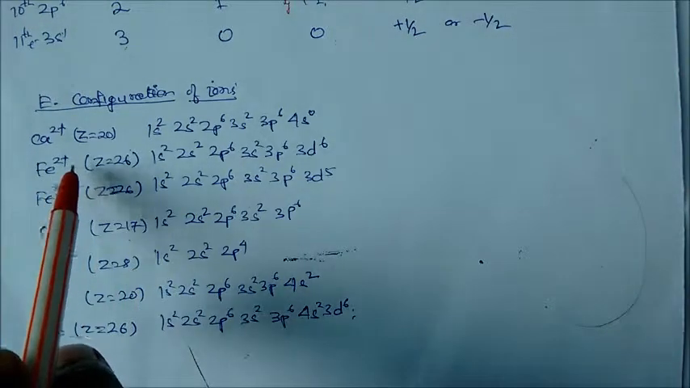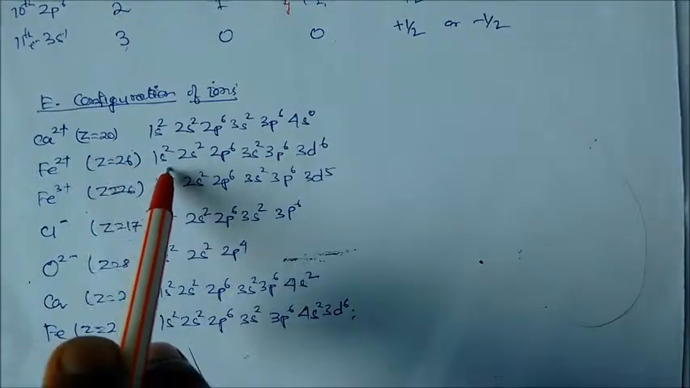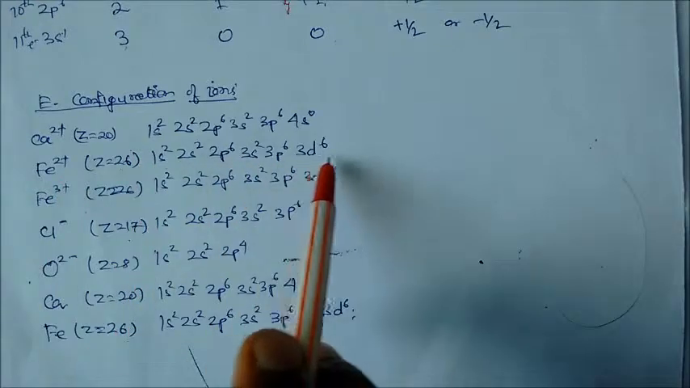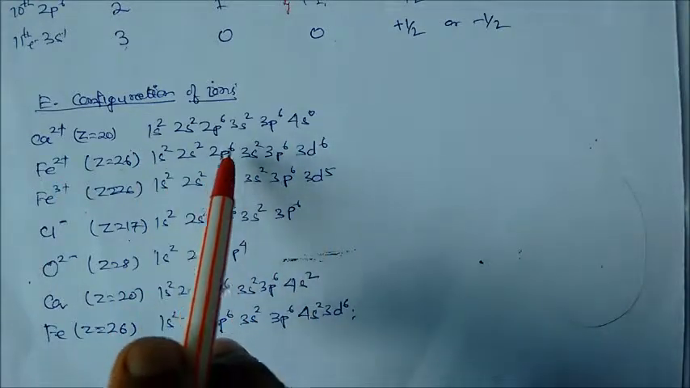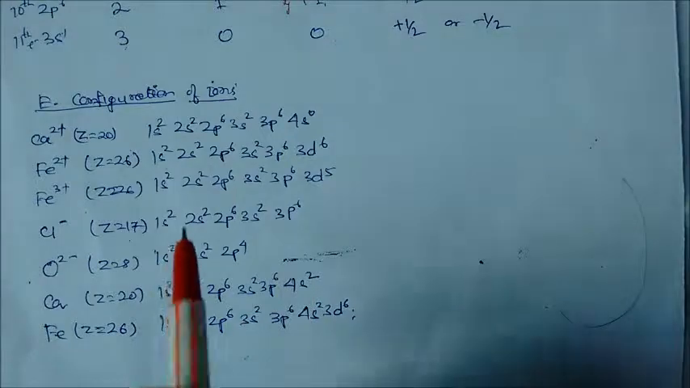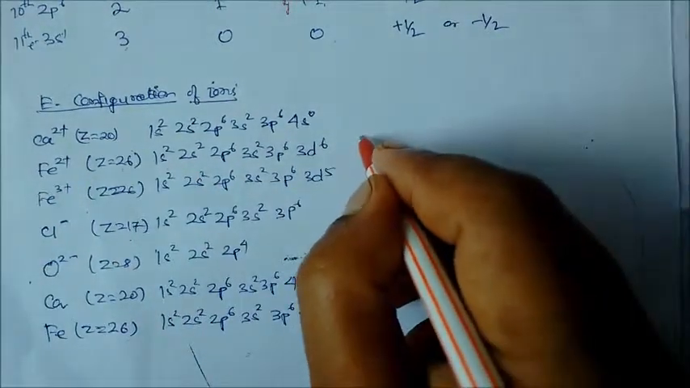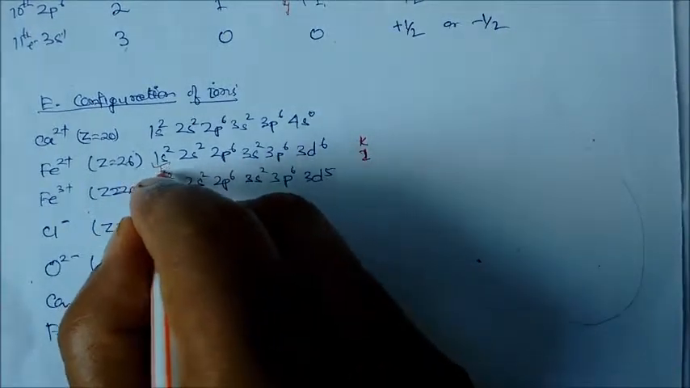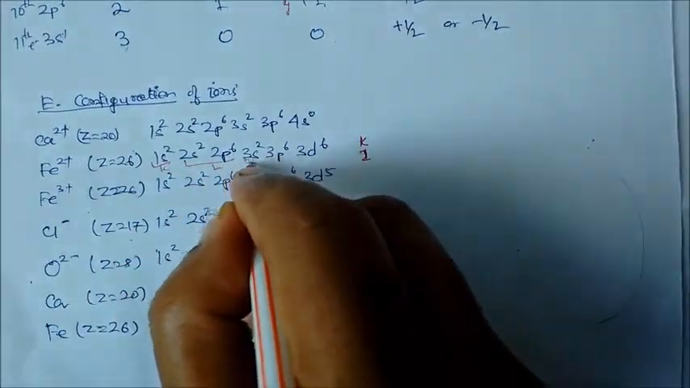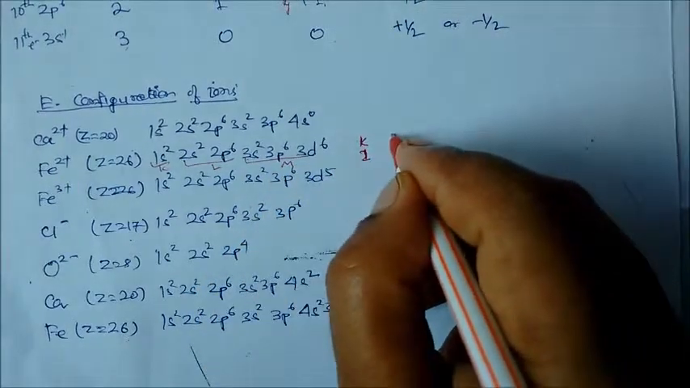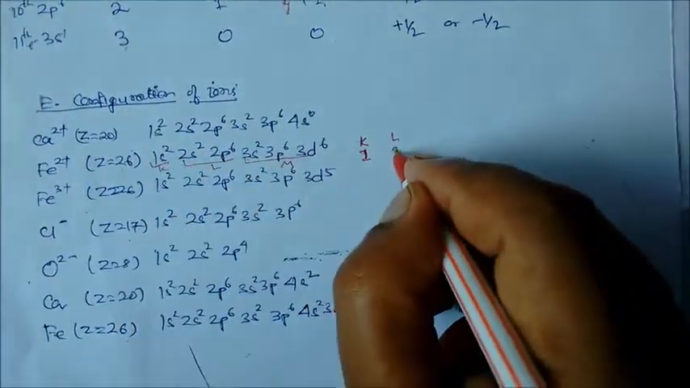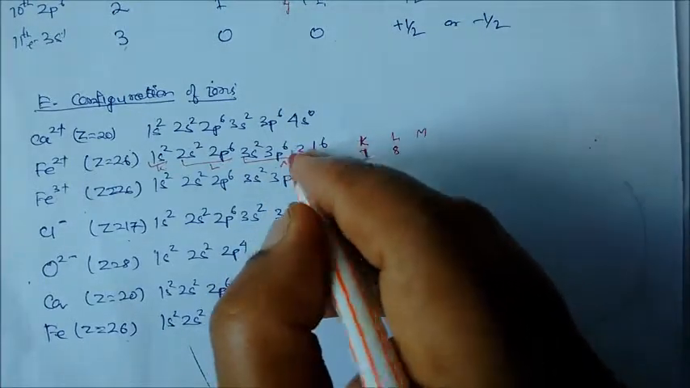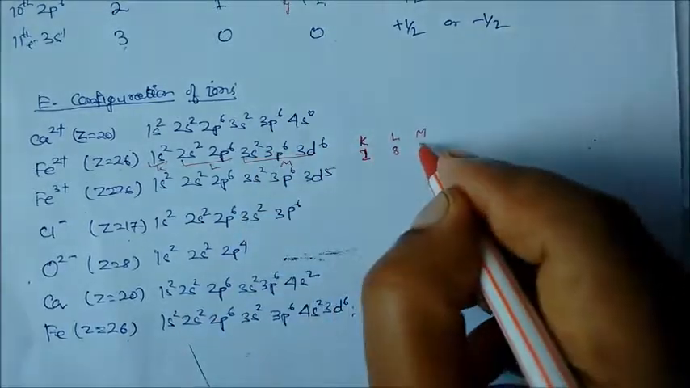Similarly, Fe2+, atomic number 26. 26 minus 2 is 24. So we will see these electrons are 24. So 1s2, 2s2, 2p6, 3s2, 3p6, 3d6. So here we can also see K shell contains 2 electrons. This is the K, this is the L and this is the M. K contains 2, L contains 6 plus 2, 8 electrons, and M contains how many electrons? 6 plus 6, 12 plus 2, 14 electrons are there.